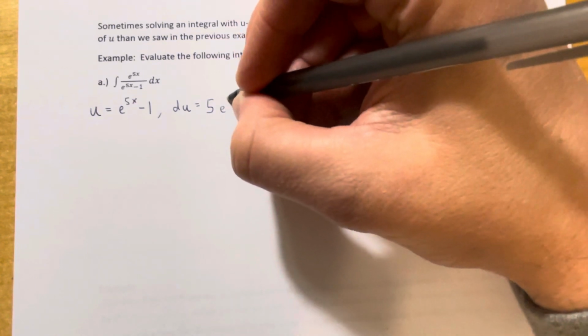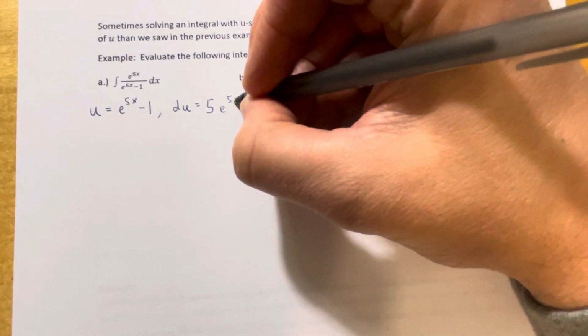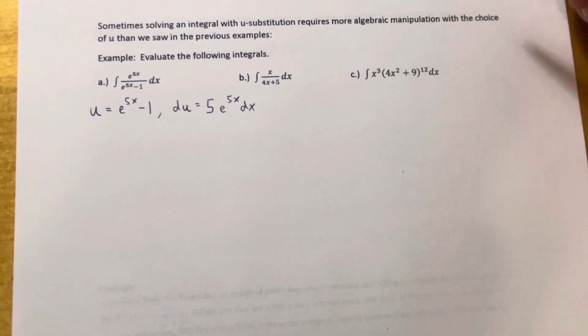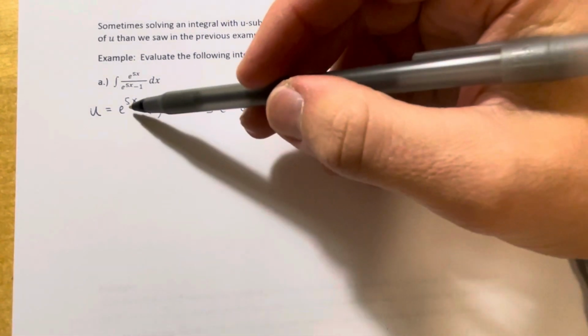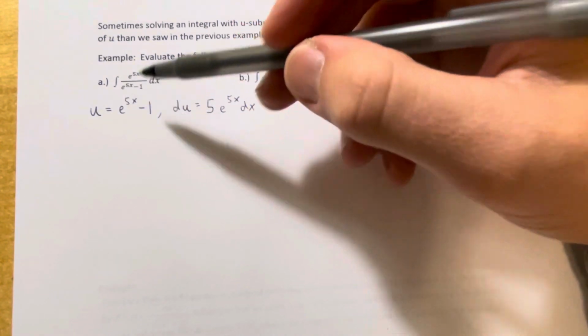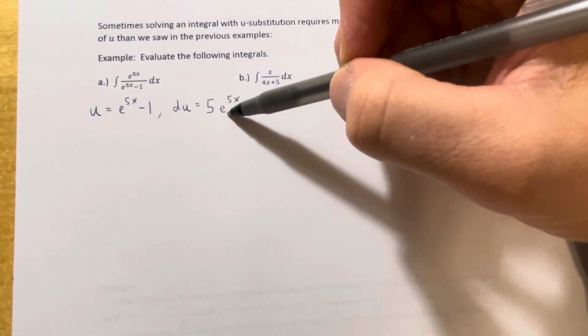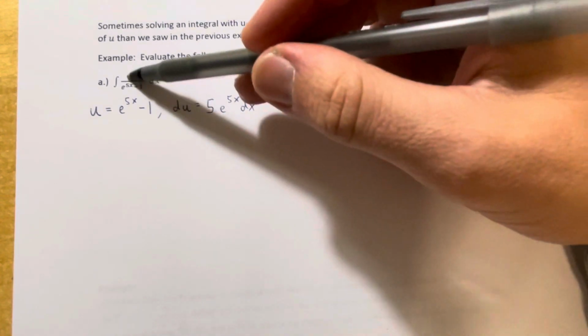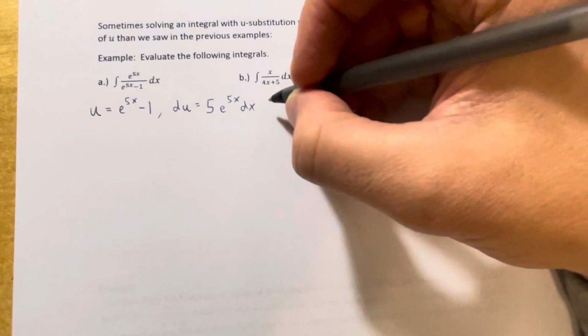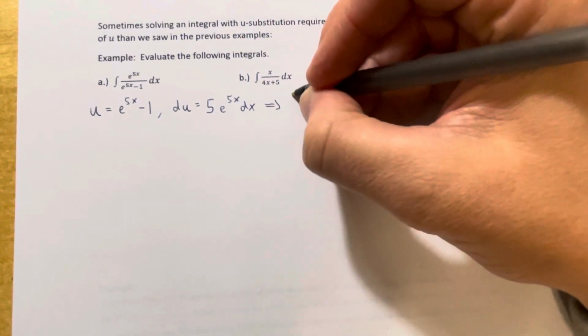And then I have the same exponential function, 5 e to the 5x dx. That's what the du would be. Notice if e to the 5x minus 1 is u, then this entire denominator is u. And then my numerator, e to the 5x, is also making an appearance there. The only unaccounted for thing is this 5. That's an easy fix, and by now we definitely know what to do.